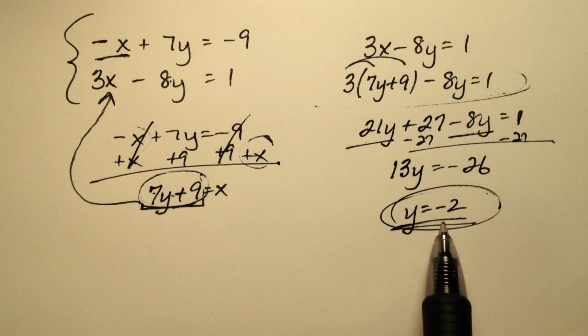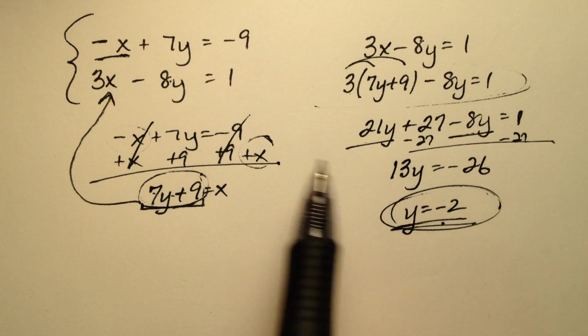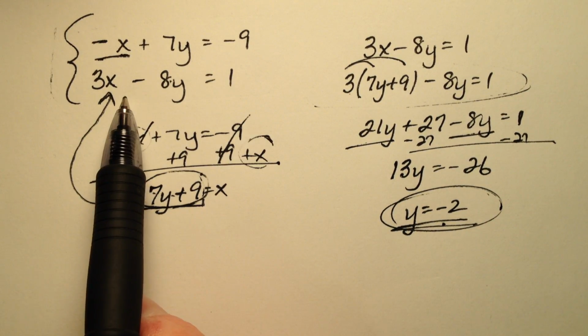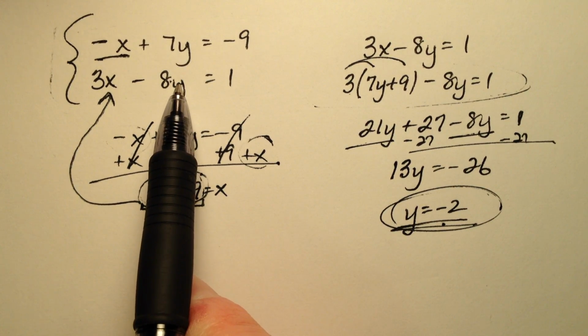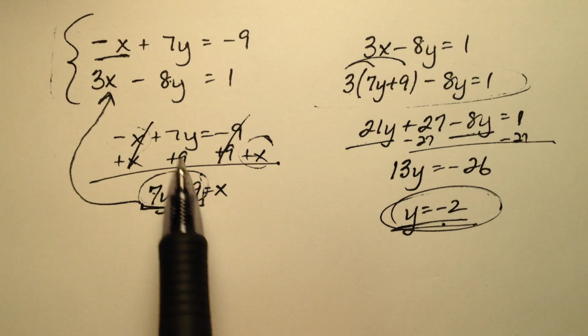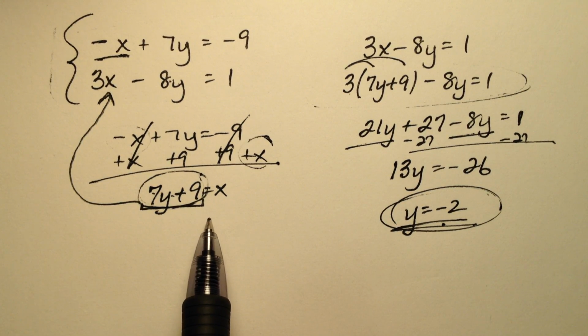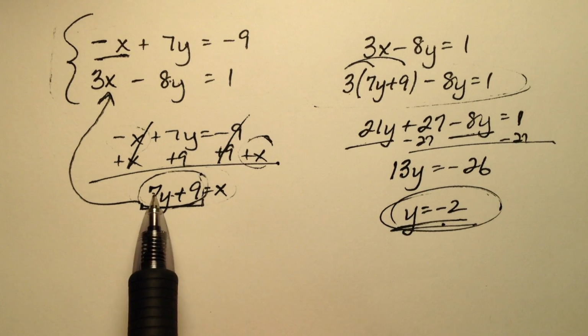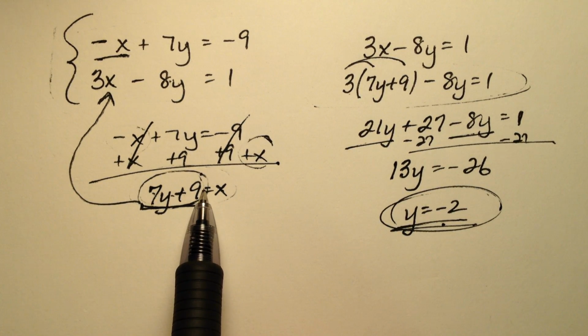So now that I know the value for y, I need to plug it back in to solve for x. So if I were to plug it back into one of these original equations, I could plug it in here or here, but then I would have to go to the trouble of solving for x. But remember, didn't we do that already at the beginning of the problem? Here we already solved for x. x equals 7y plus 9.